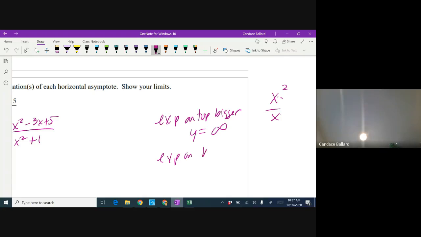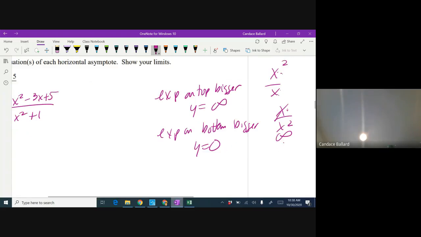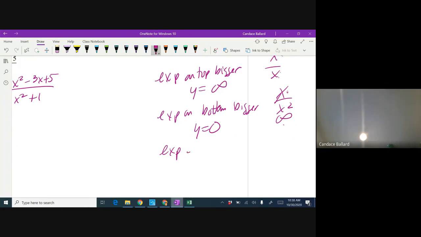Exponent on the bottom is bigger. So let's look at that. That would be x over x squared, meaning it's going to be huge down here and not so huge up here. It'd be like 1 or something up there. That means that it's going to 0 if I divide a small number by a giant number. If the exponents are equal, then you look at the coefficients in front of the highest exponent.